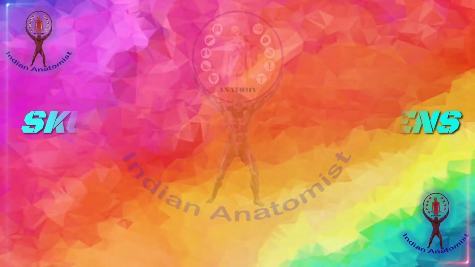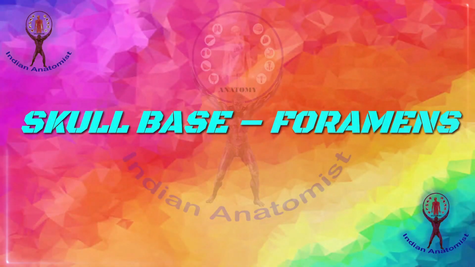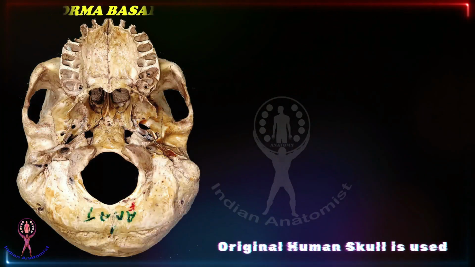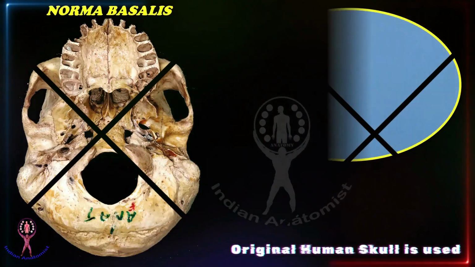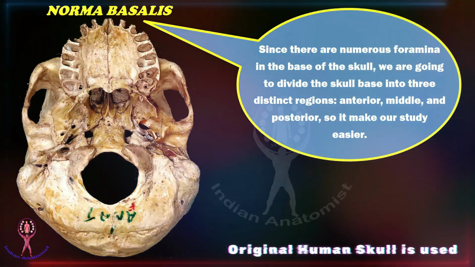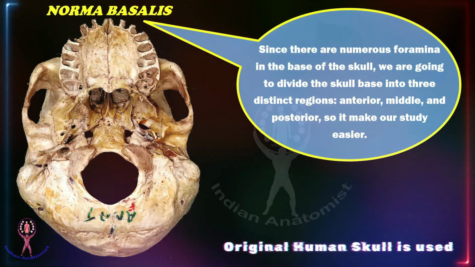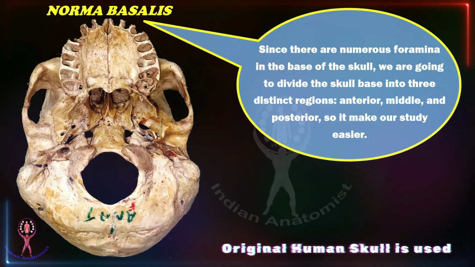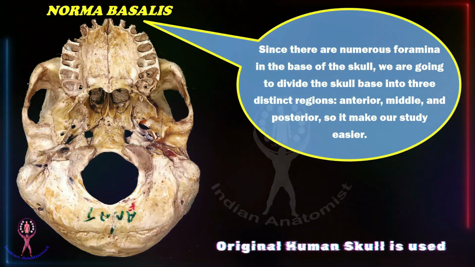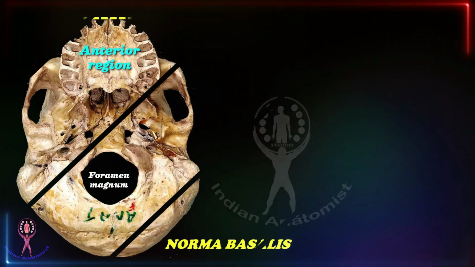In today's video, we are going to discuss the foramina present in the base of skull. This is the picture of base of skull, that is norma basalis. Since there are numerous foramina in the base of skull, we are going to divide the skull into three distinct regions: anterior, middle and posterior, so that it makes our study easier.